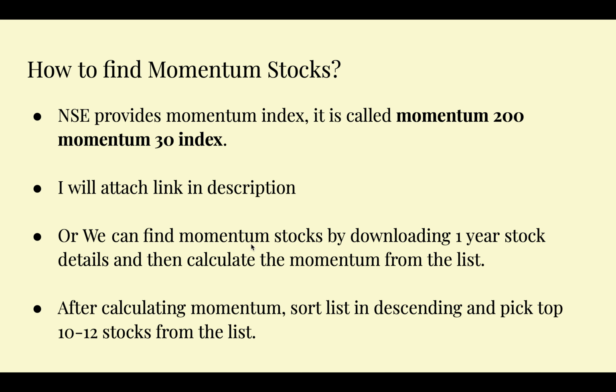Otherwise, you can also calculate on a yearly basis for each individual stock. And after calculating, you will sort in descending order. After you sort in descending order, you will pick the top 10 or 12 stocks from the list, and you will invest in that. You can calculate on a daily basis, on a monthly basis, or on a yearly basis, as I said earlier, right?